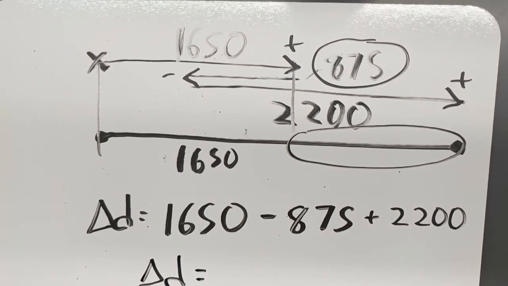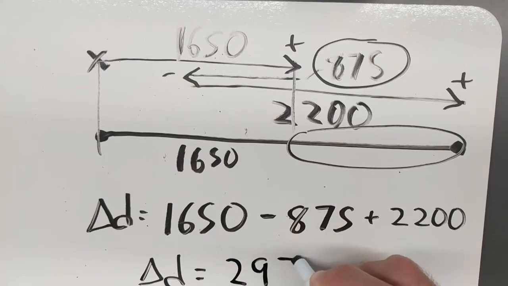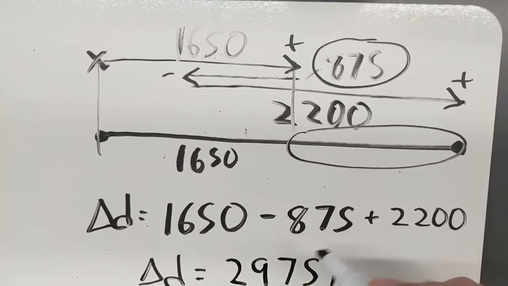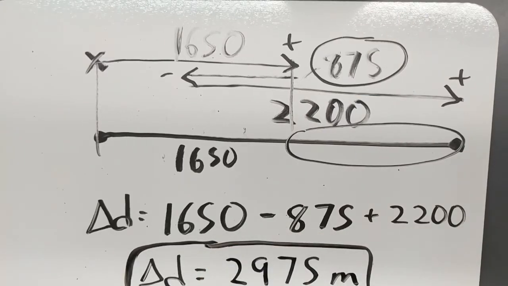I have my calculator right next to me, so I want to go a little faster. 1650 minus 875 plus 2200 gives me a total displacement of 2975, and make sure we put the M for meters. That's the displacement. Now the distance, part B, is a little bit easier.